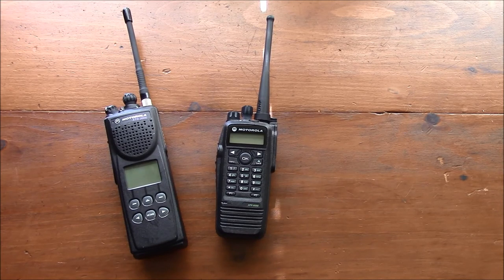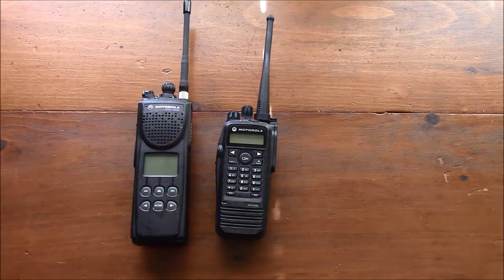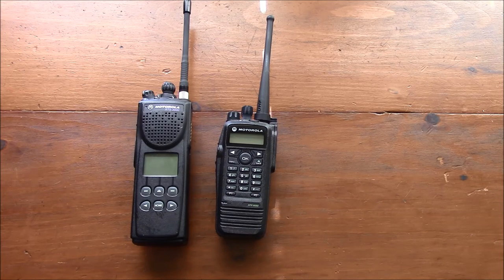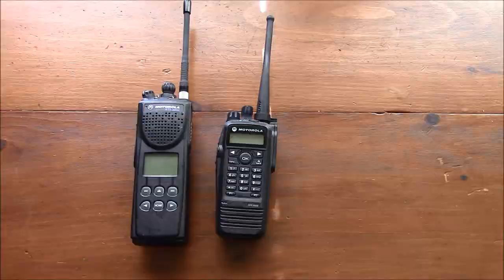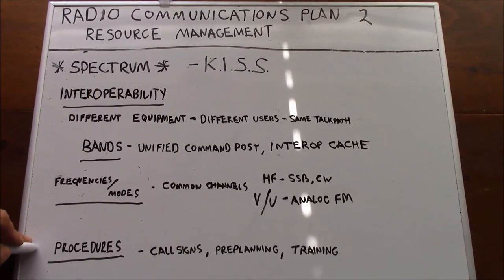With a common channel, the operators of these two different pieces of equipment that are within the same band can operate with one another directly, and oftentimes on the same infrastructure if available. Another consideration is procedures. The outside resource that you have may use different call signs and they may operate with a different structure than you. The only way to recognize that and adjust for that is to pre-plan and train with that outside resource.